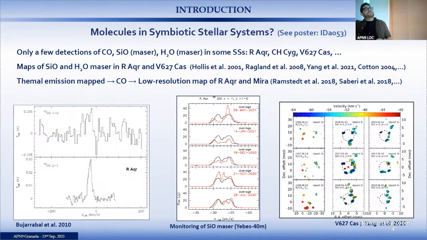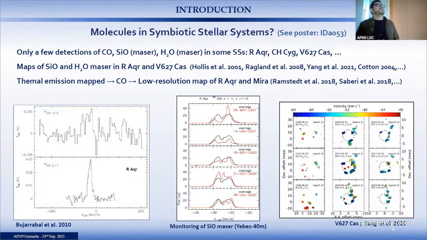So you can see here, for example, a few examples of very high angular resolution maps of the continuum emission, of the SiO and water maser emission in this symbiotic star. And what you can see is the typical ring structure around the AGB stars. However, SiO masers and water masers have a problem because they only take place under very specific conditions. As a result, even these very high angular resolution maps don't provide a general view of the distribution of molecules in symbiotic systems.